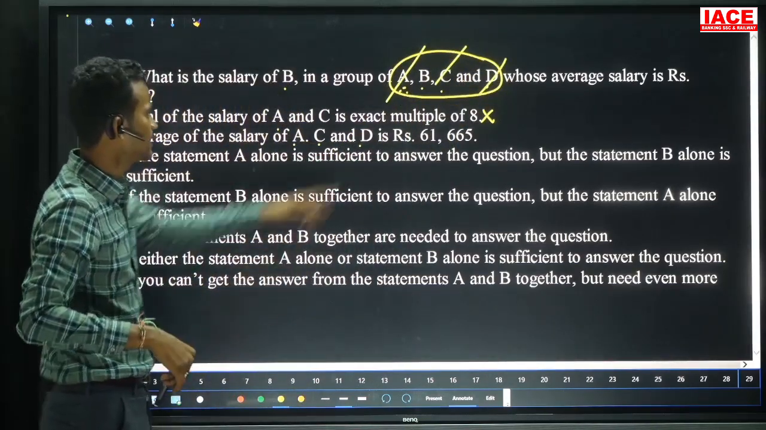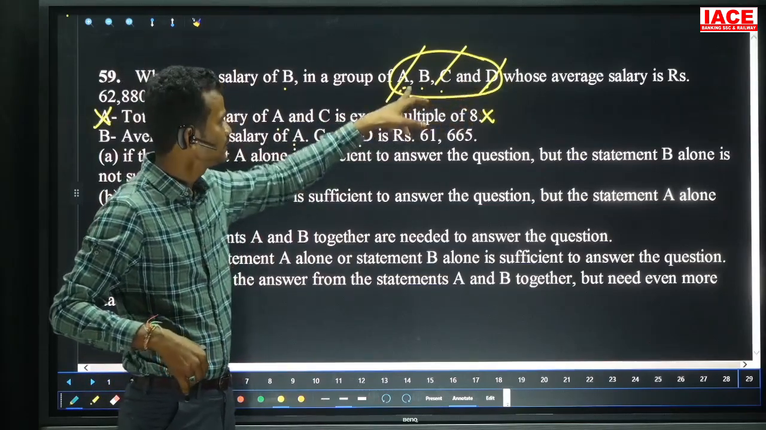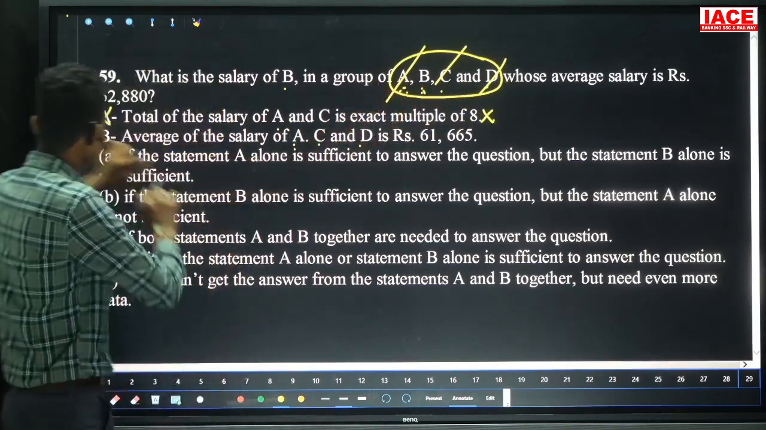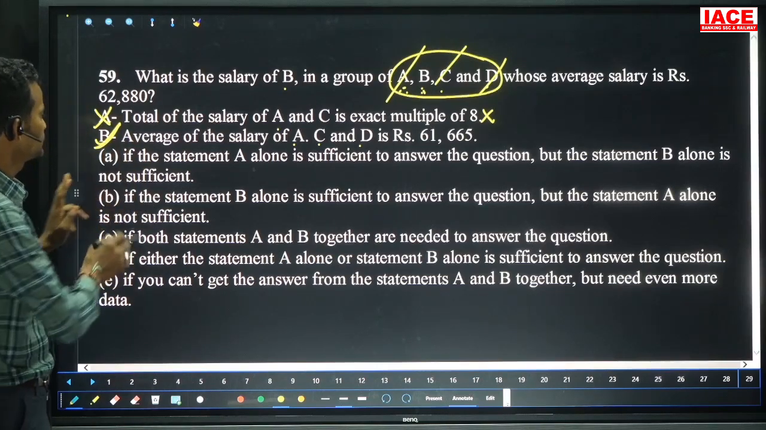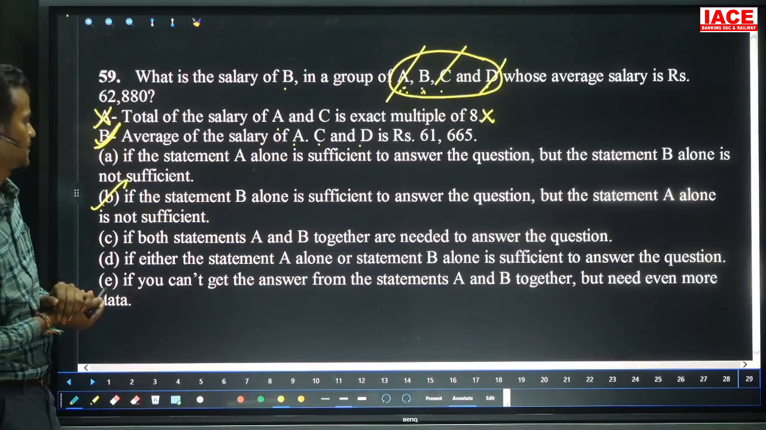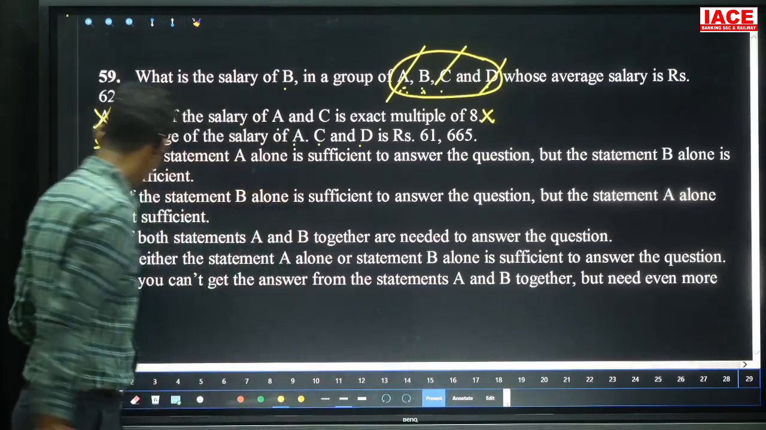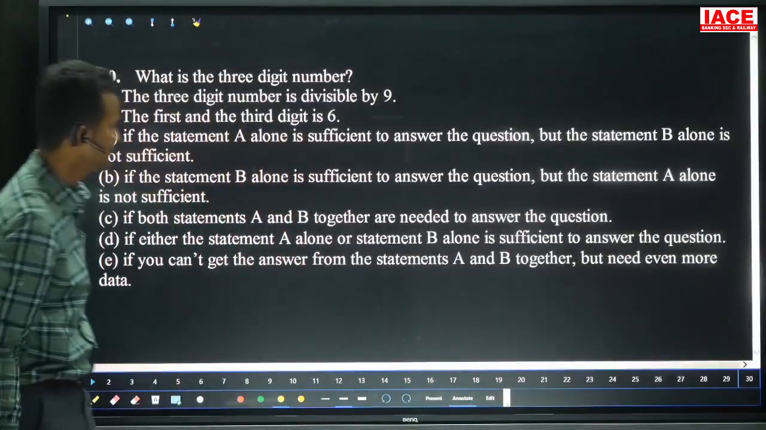That means we can remove A, C, D, and you will get the B salary. Yes or no? That means in the second statement we are getting the B value or not? So what is your answer, sir? Statement B only is sufficient. Clear? See the next one.